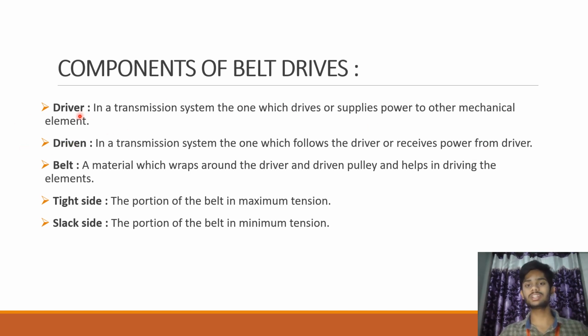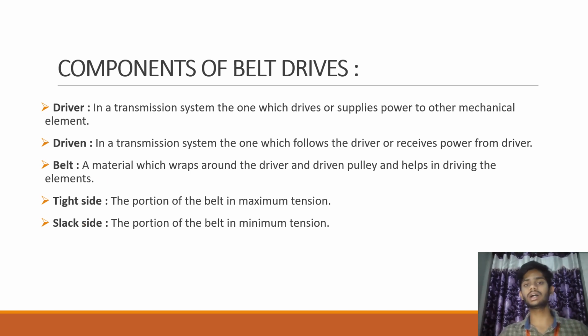So the driver supplies the power to the other mechanical components, and the driven receives the power from the driver. Belt is a material which wraps around the driver and the driven pulleys and helps in driving the elements. Next, tight side, the portion of the belt in maximum tension. Then slack side, the portion of the belt in minimum tension.